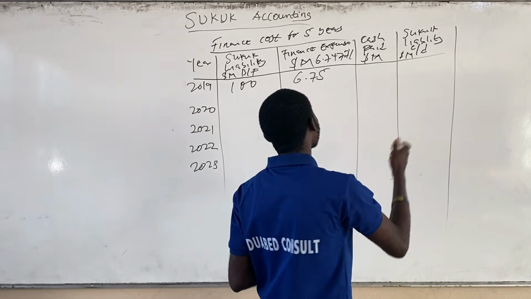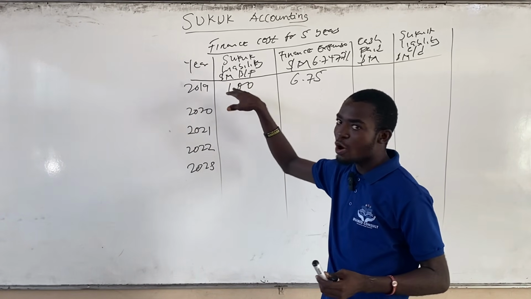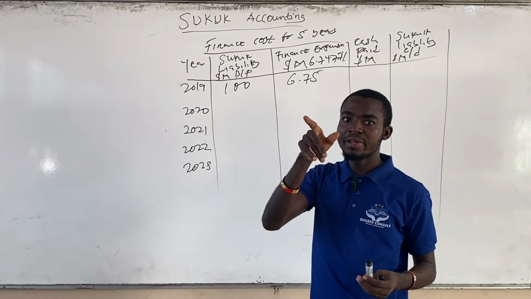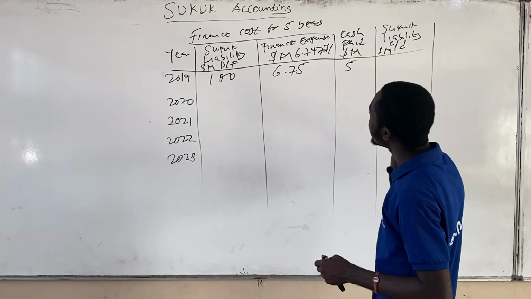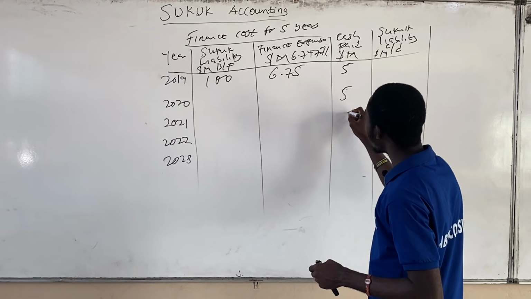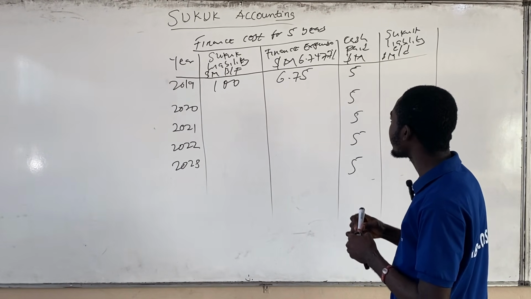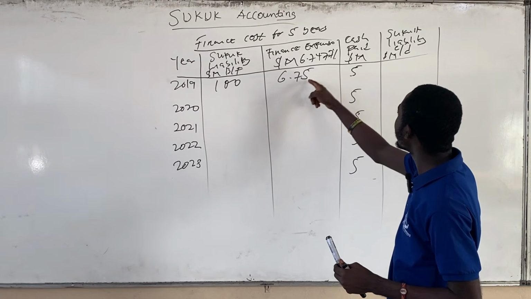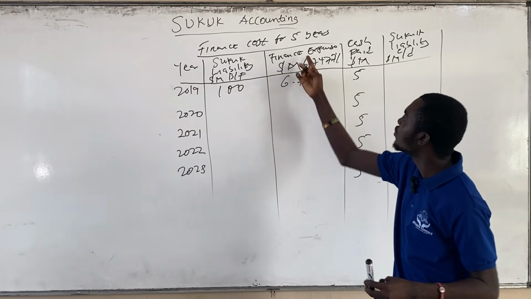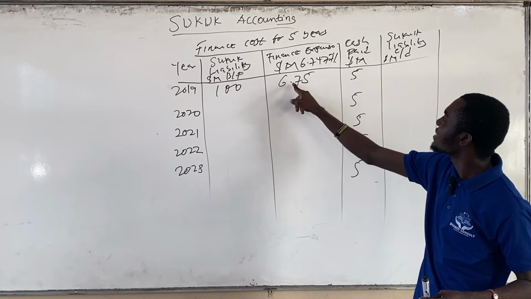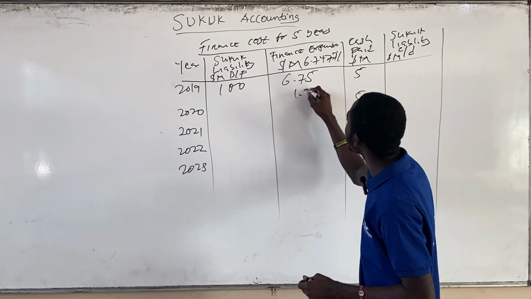In the question, we were told that the SPV leases the office building back to the originator for an annual cost of 5 million. So every year they will be paying 5 million: in 2019, 2020, 2021, 2022 and 2023, 5 million each. But there is the finance charge of 6.75 million, and they are paying only 5 million. So they will be owing an additional 1.75 million, that's the difference between the finance expense, 6.75, and the amount of money they pay, which is 5.